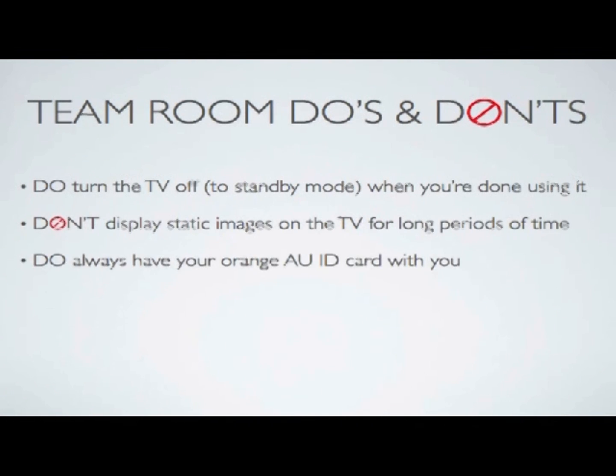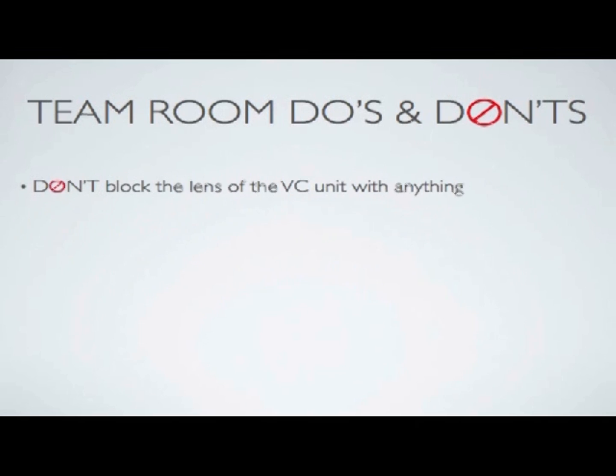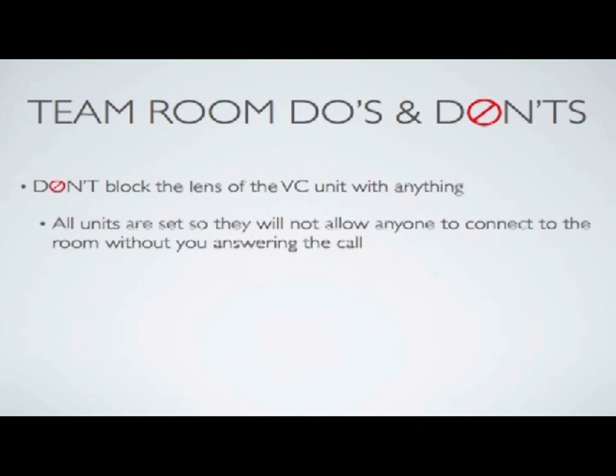In Auburn, do always have your orange Auburn ID card with you. This is how you get access to team rooms. Don't block the lens of the VC unit with anything. All units are set so they will not allow anyone to connect to the room without you answering the call, so no one can watch or see you without you knowing.